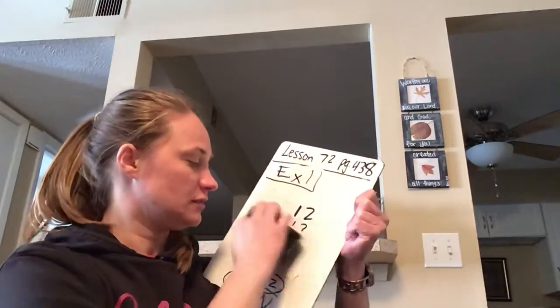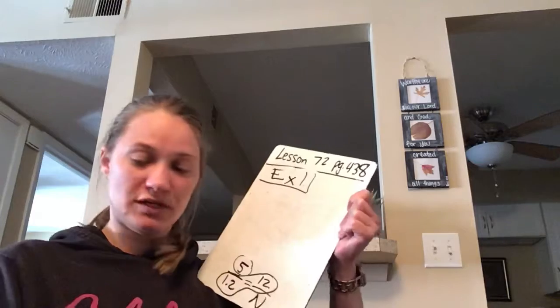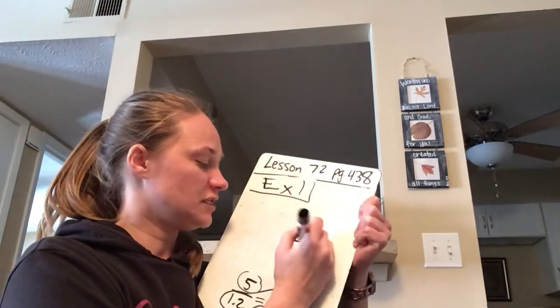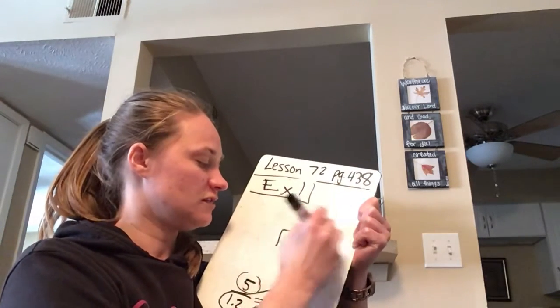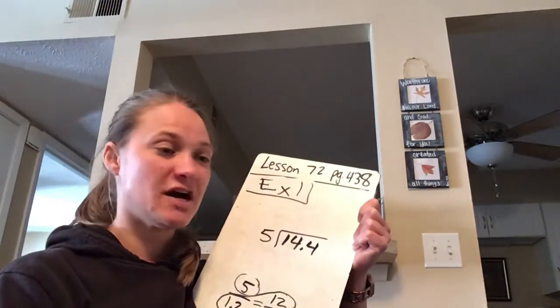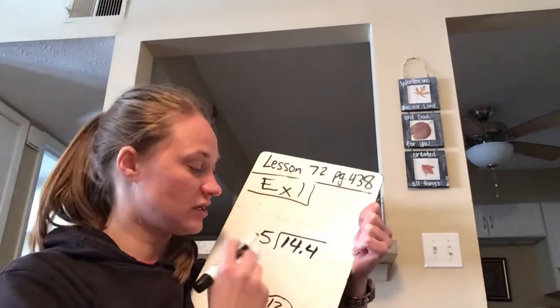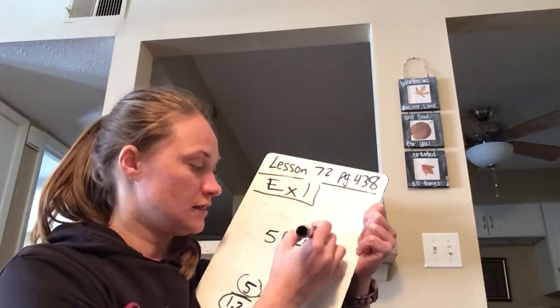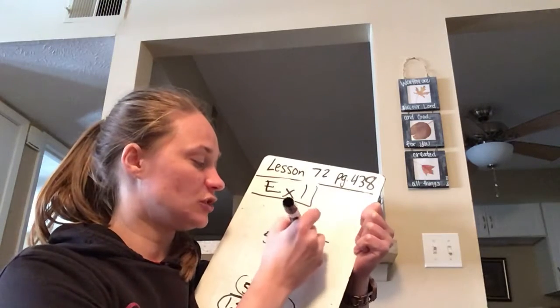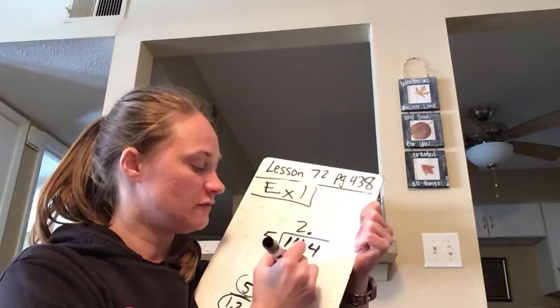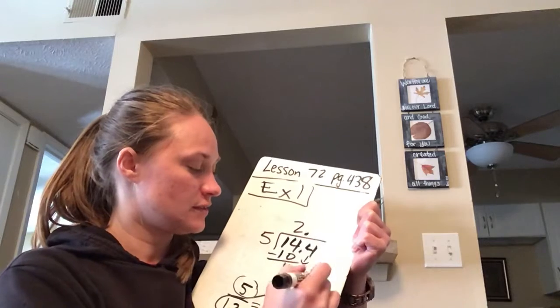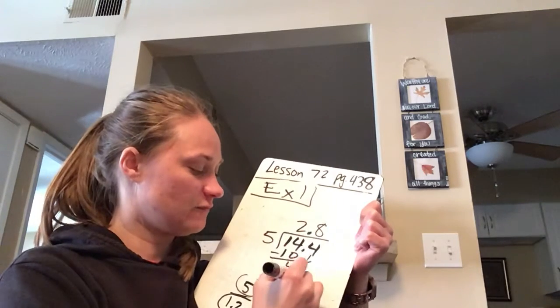Again, I've got to erase because I don't have enough space. 14.4 divided by 5. We're working with money, so we know we're going to have a decimal. 5 goes into 14 twice. 4 left over. That's going to be an 8, 40.